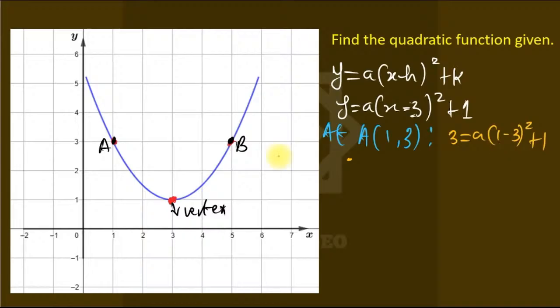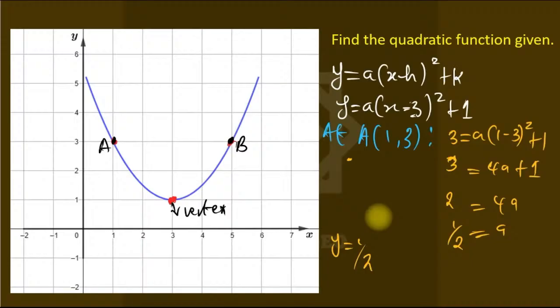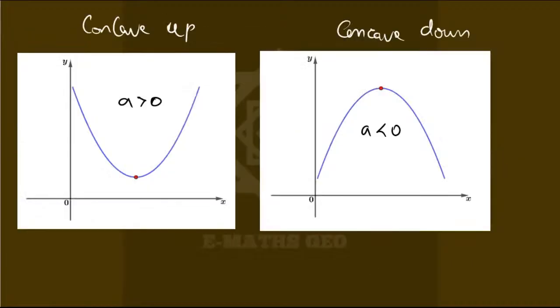So 1 minus 3 is minus 2. Minus 2 squared is 4. So I have 4a plus 1 equals 3. So 3 minus 1 is 2, so 4a equals 2, and a is half. 2 over 4, which is half. So now we've gotten our quadratic curve, which is y equals half. And as you can see, the a is positive, which is correct. Remember, I told you that for a concave up curve, a is always positive. So we are very much correct.